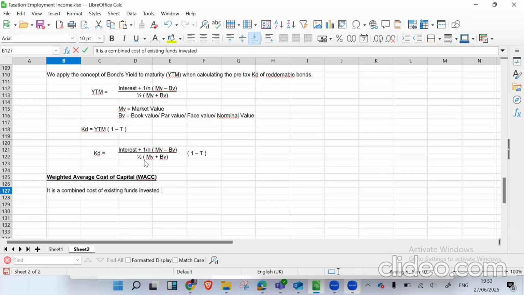Invested in firms' existing projects. So the WSEC is the cost of available funds, the cost of what we have, the cost of funds that have currently been invested or injected in existing projects of the company, the projects that are currently running.